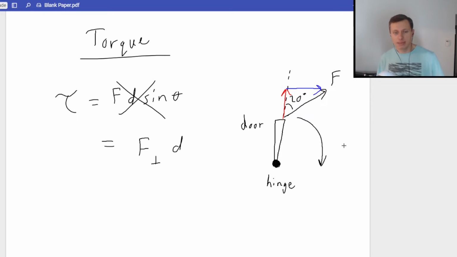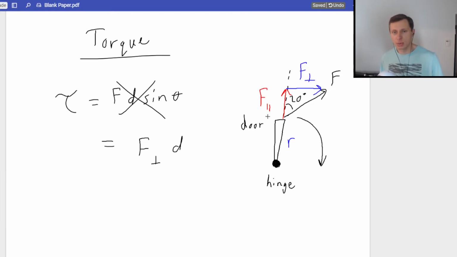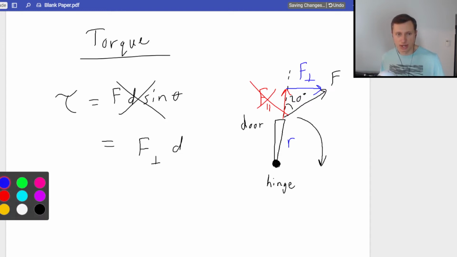And by the way, whenever I say F perpendicular, it's always perpendicular to the radius. And where's my radius? Right here. Or you could say distance D. And that is what we're talking about when I say F perpendicular. So in this example, the blue is F perpendicular, which then means the red is F parallel, and I'm going to just ignore it because I don't care about parallel.